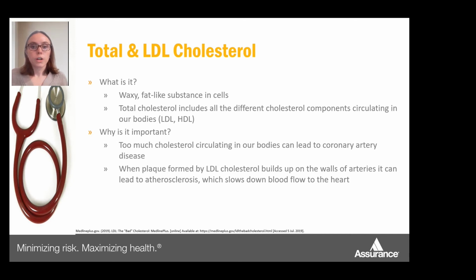LDL cholesterol is what we refer to as our bad cholesterol, because if it is increased, it can build up and form plaques in the walls of our arteries. This is important because if our LDL becomes too elevated and it does form plaque in our arteries, it does slow down the blood flow to the heart and can lead to coronary artery disease.